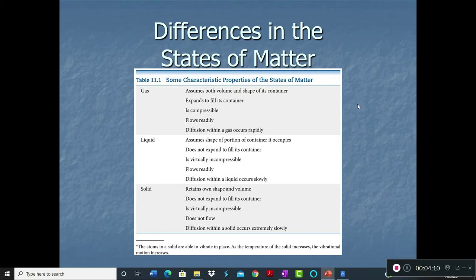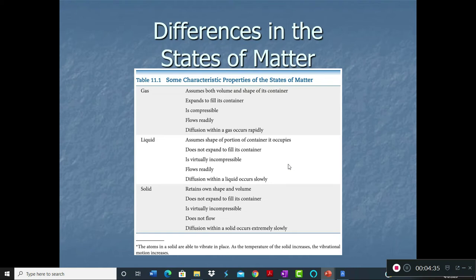They do not change their volume. They have a constant volume, and they're virtually incompressible. Now, obviously, you can compress them a little bit. There's a little bit of space between them, but virtually they're incompressible and they flow. And the diffusion, when it does happen, is slow. Think in terms of dropping a drop of food coloring into some water. Sooner or later, it does spread throughout the container, but it just takes a little bit of time.